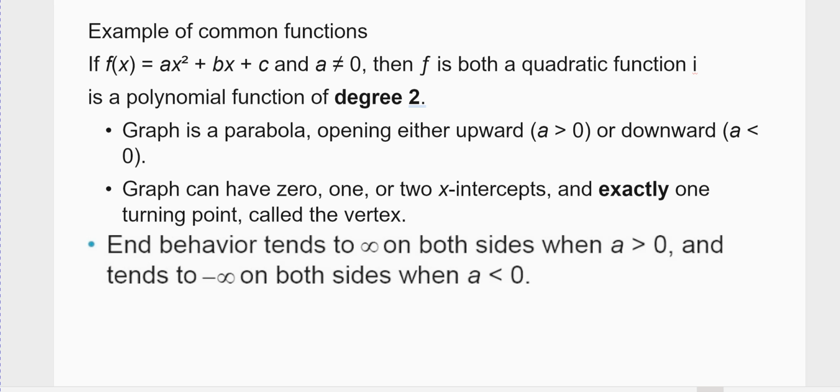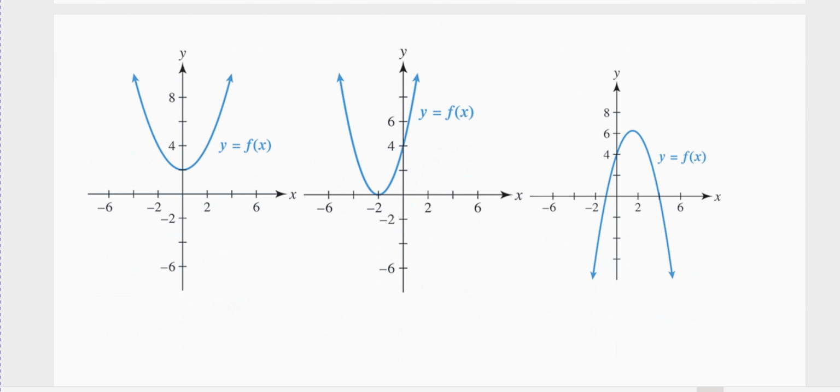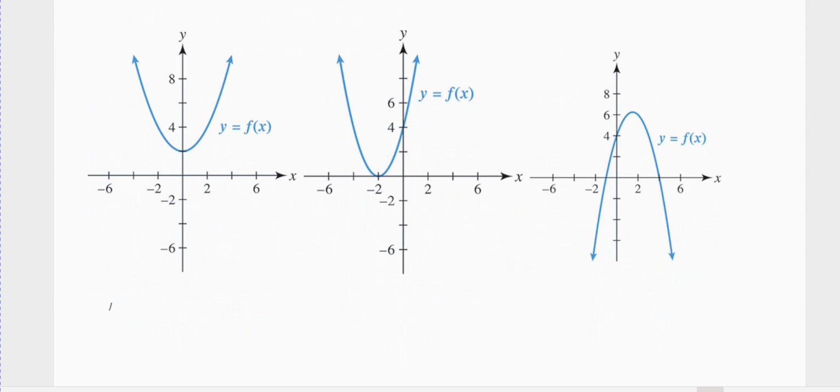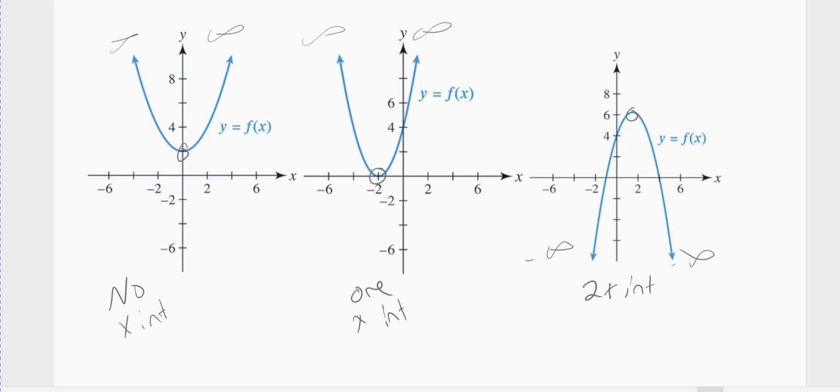And then the end behavior, well, it goes the same direction. If it opens up, right, a is positive, both sides are shooting off to infinity. If it opens down, a is negative, both sides are shooting down to negative infinity. And so these are the possible graphs, right? I have no x-intercepts. I have 1 x-intercept. I have 2 x-intercepts. All of them have 1 turning point, which is either a max or a min, right? My vertex is my 1 turning point. And then both sides are shooting in the same direction. If it opens up, both sides are shooting to infinity. If it opens down, both sides are shooting off to negative infinity. All right, and again, it just depends on that a term at the front.